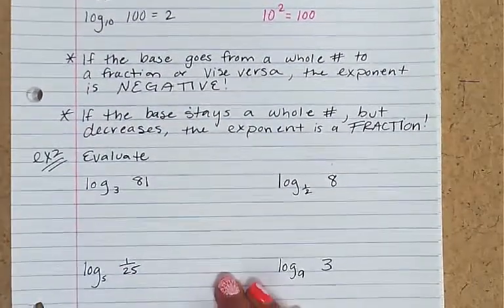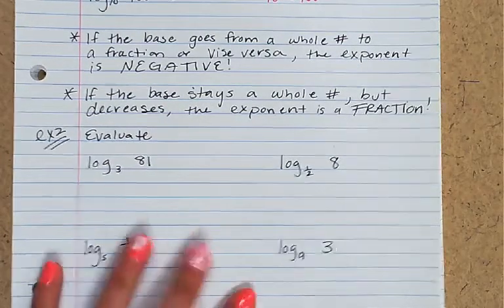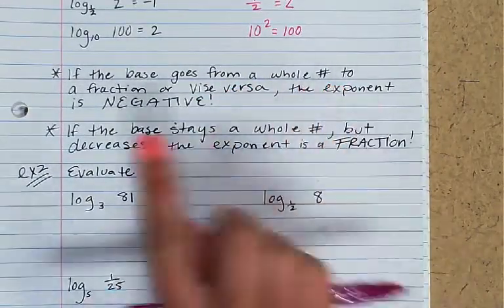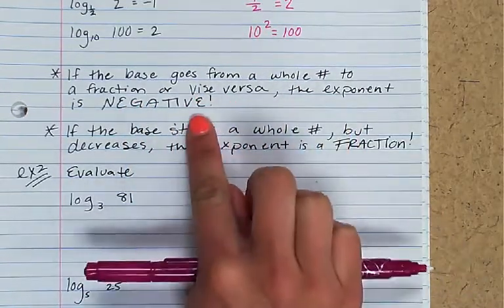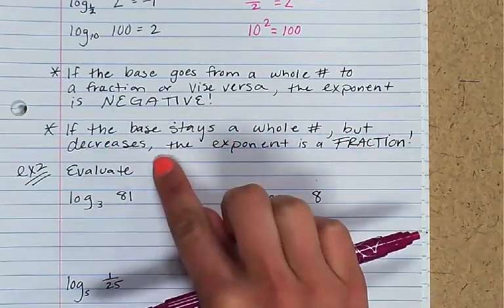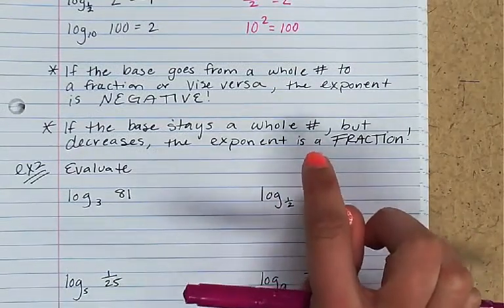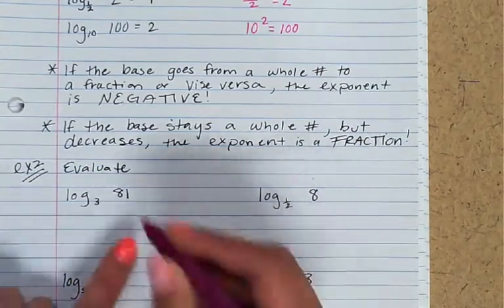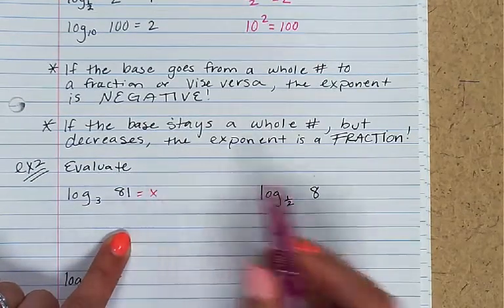Now, some helpful hints here to figure out what your answer is. If the base, meaning in exponential form after you switch it, goes from a whole number to a fraction, or from a fraction to a whole number, the exponent has to have been negative. If the base stays a whole number but decreases, then the exponent is a fraction. So you're taking some type of root. So let's look at the first one here. I'm just going to put that this equals x. In the video they use a question mark, but I'm going to say this equals x.